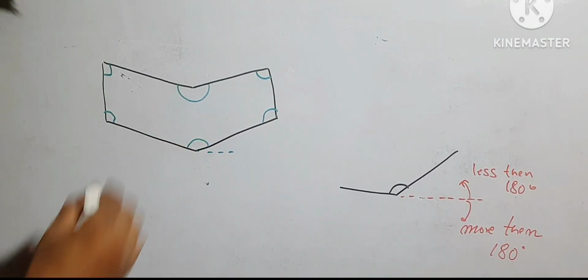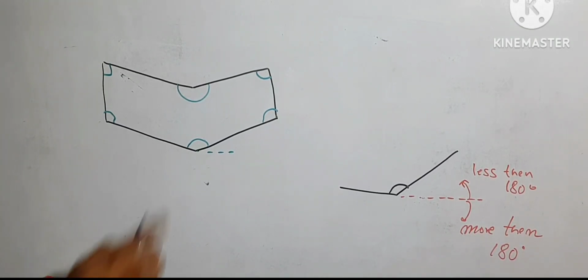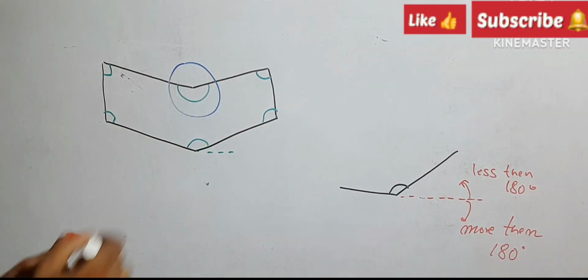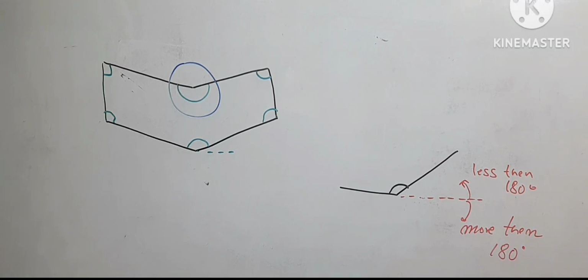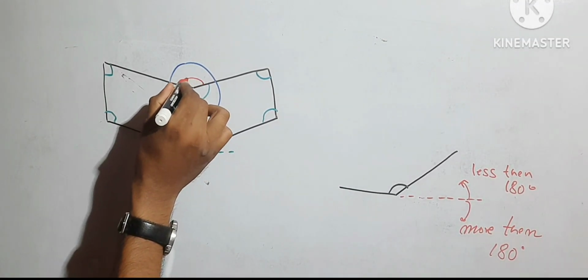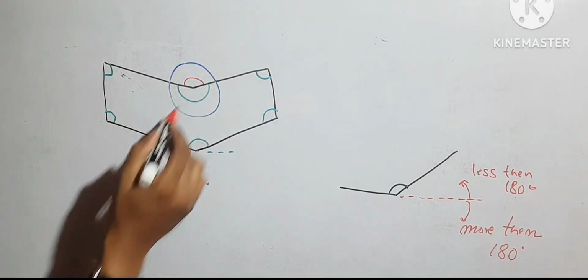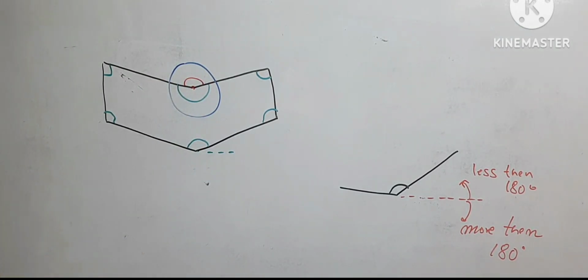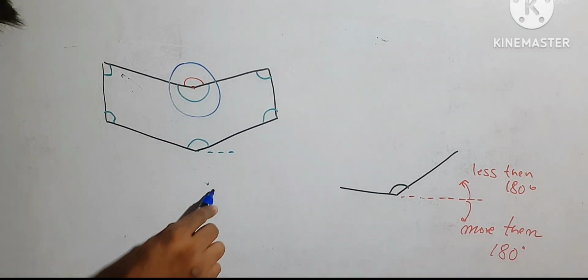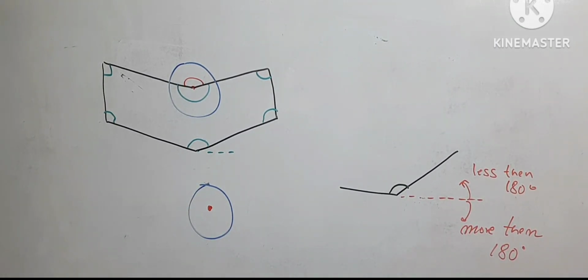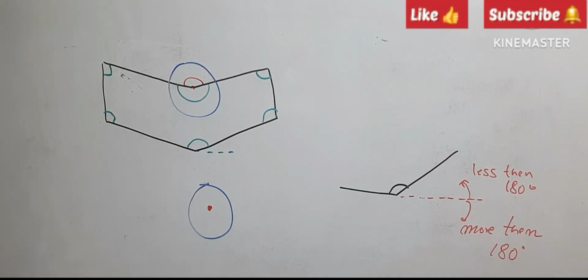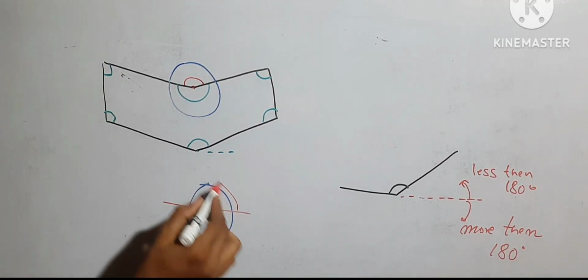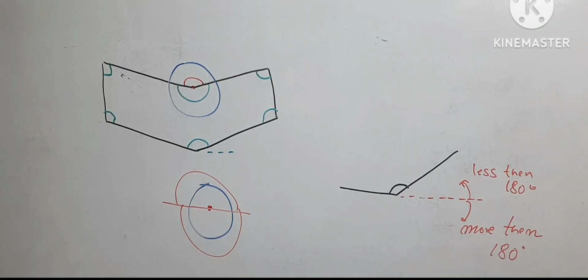So 180, because this is a complete angle, and of this complete angle only a small portion is left here, so the big portion is this one. For example, I will make it more clear. If this is a point, then completely around the point it's 360 degrees. If I make it half, this above is 180 and this below is 180. Now 180 plus 180 is 360.